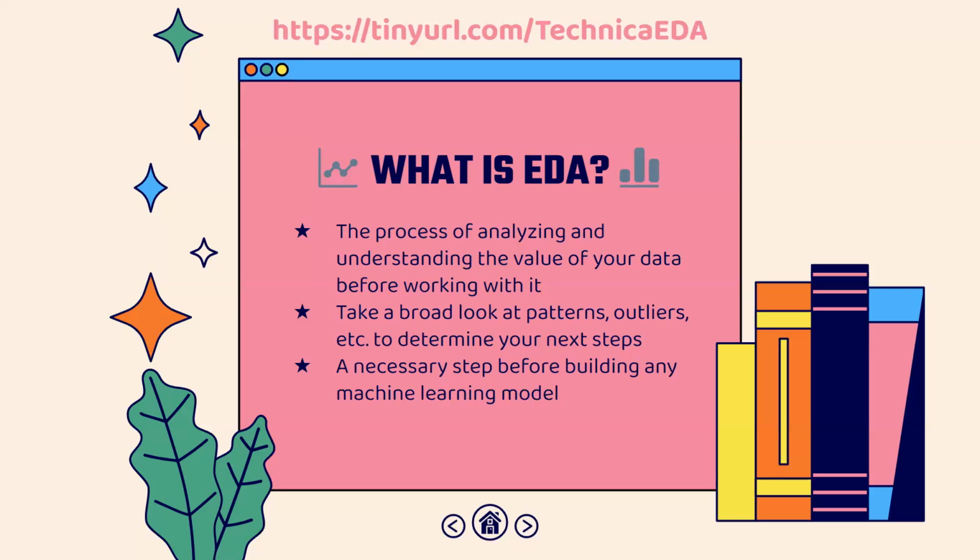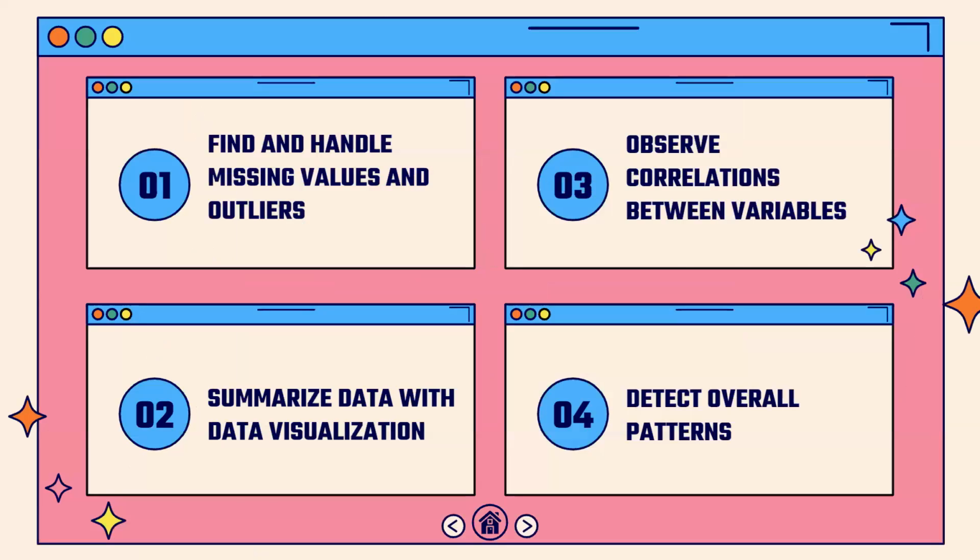So the basic steps of EDA are to find and handle missing values and outliers. You also want to summarize data with data visualization, which will show you a lot of patterns in the data. And you want to observe correlations between variables. This is particularly helpful for predictive machine learning models to see which variables can predict other variables. Detecting overall patterns is the main goal.